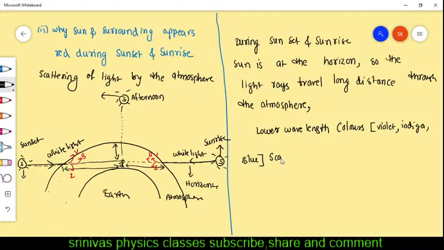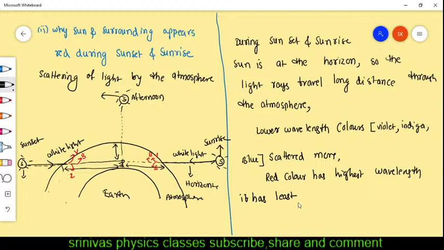They are scattered more. They go to the side. Scattered means deviation from its original path. They will go to the side like this. But red color has the highest wavelength. When red color has the highest wavelength, what happens? It has the least scattering.